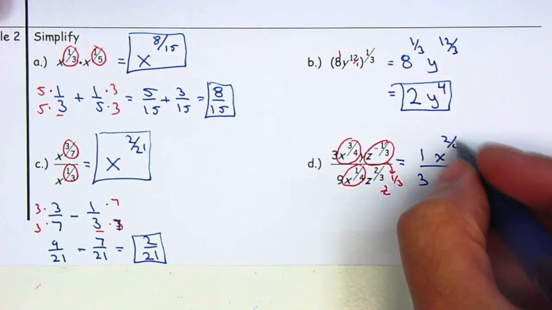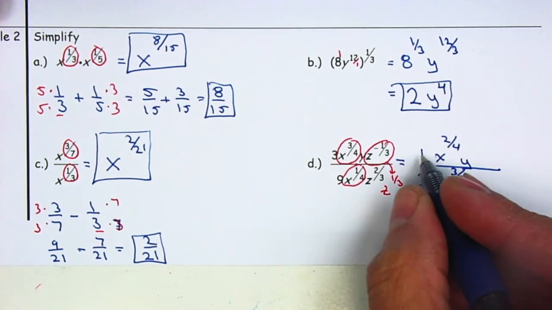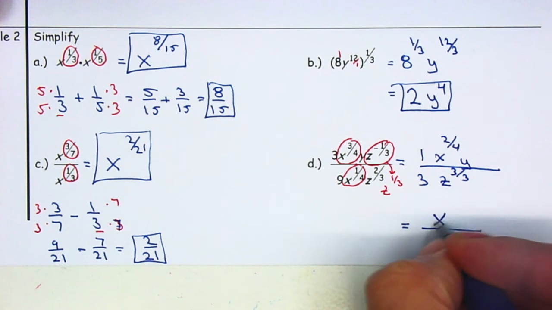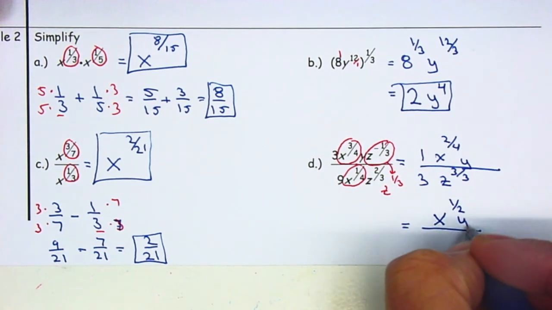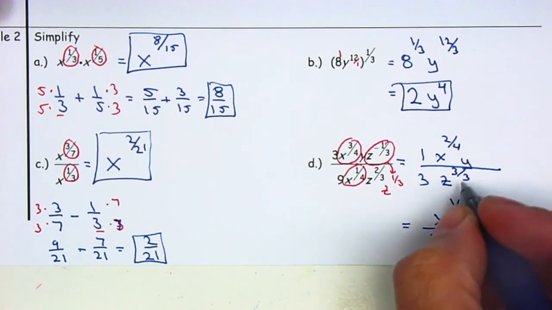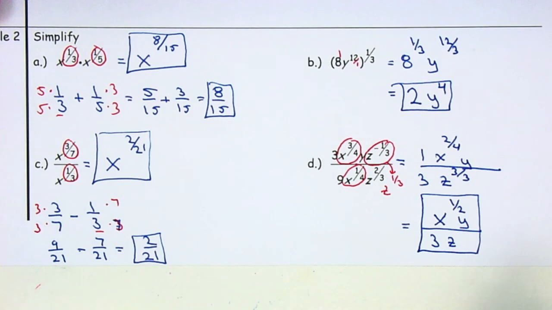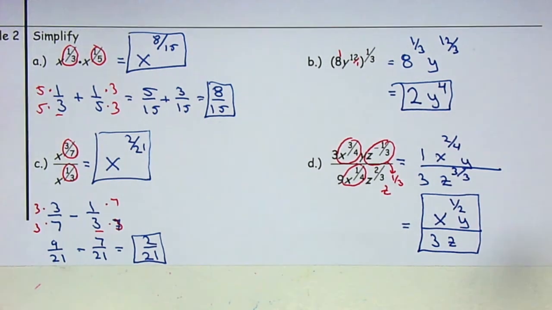I'm going to go and simplify. This is x to the 1/2. I no longer need the 1, so it'll be just x to the 1/2, y over 3. z will be 3 divided by 3 is 1, or just z. And that's it for example number 2.